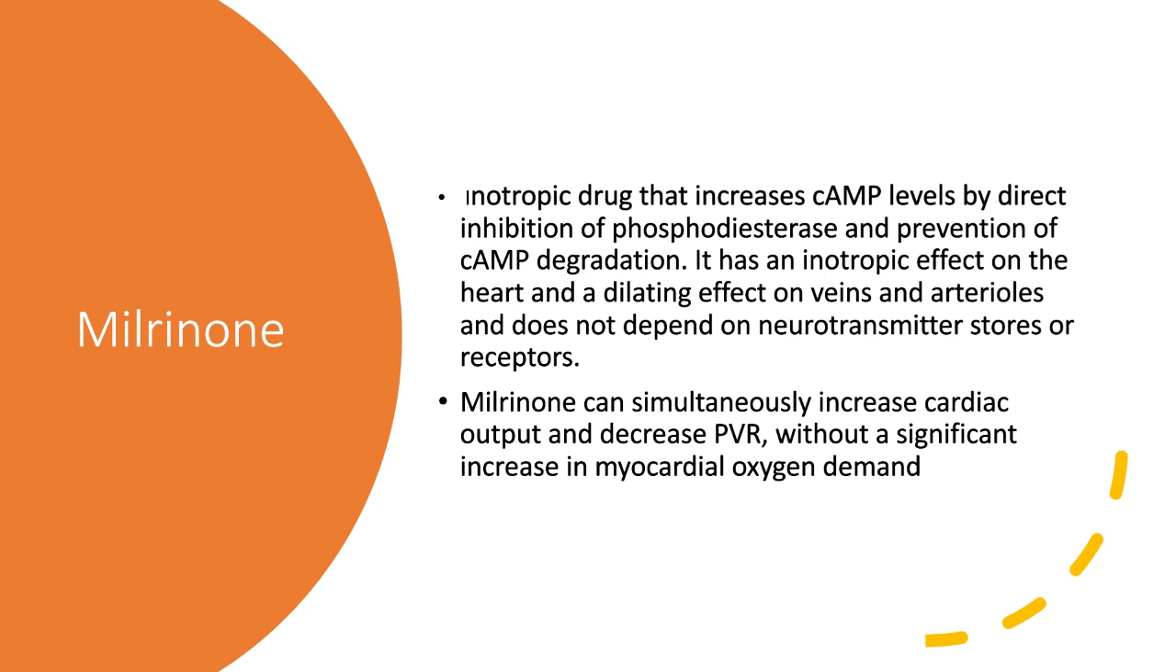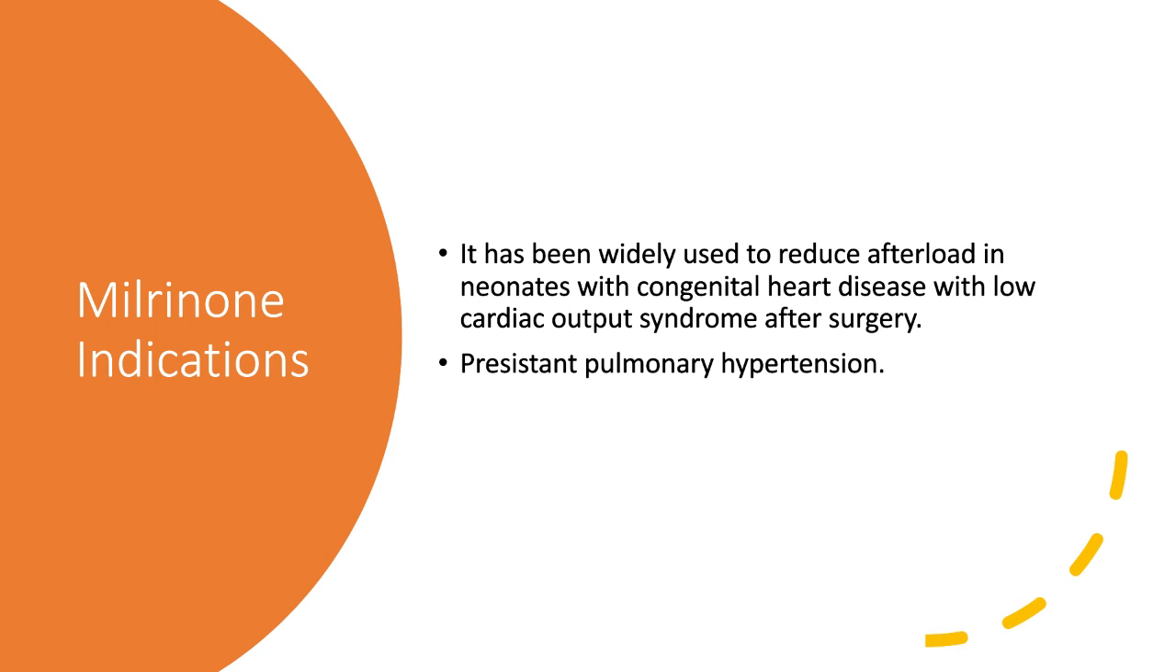We discussed the pharmacology and saw that it is not dependent on neurotransmitter receptors. So the action of Milrinone in the body is to increase cardiac output and decrease pulmonary resistance without a significant increase in oxygen demand. After we discussed Milrinone's mechanism of action, we can easily predict its indication in the NICU. Since it works mainly as an inotrope with decreased pulmonary pressure, it can be used in pulmonary hypertension. Also, due to its inotropic effect, it is used to reduce afterload in neonates with congenital heart disease with low cardiac output syndrome after surgery.